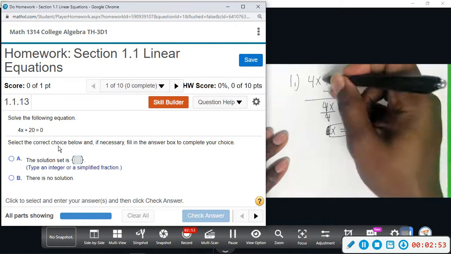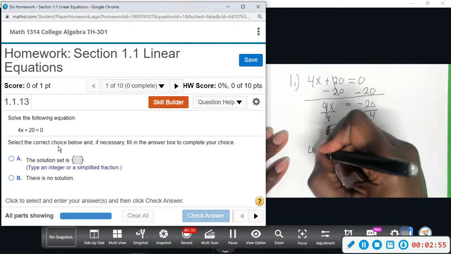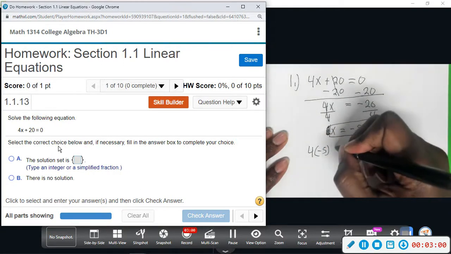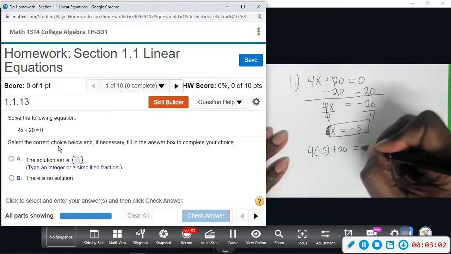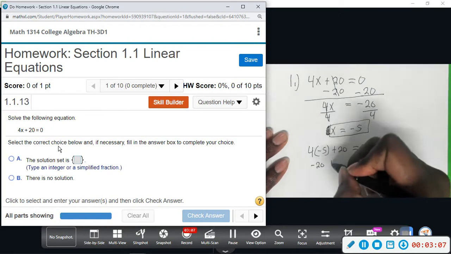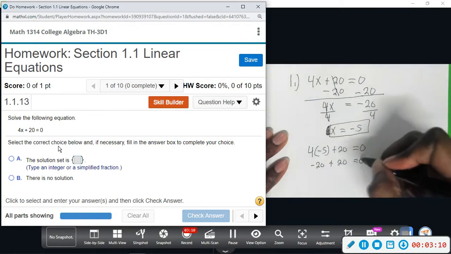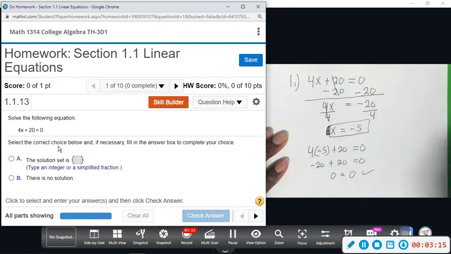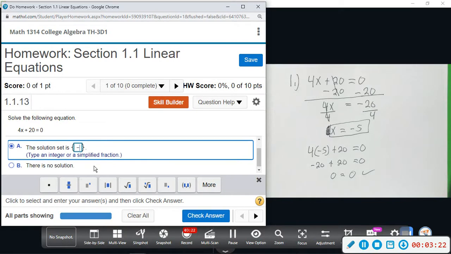When you get your answer, go back and double check. Take that answer, plug it in, and make sure it works out. So we have 4 times x, where x is negative 5, so plug in negative 5, then plus 20, and check that it equals 0. That gives us negative 20 plus 20 equals 0, so we get 0 equals 0. It checks out. That's the way you want to work it and check your answer. So here we plug in negative 5, which is the answer we got for x, and then we check.